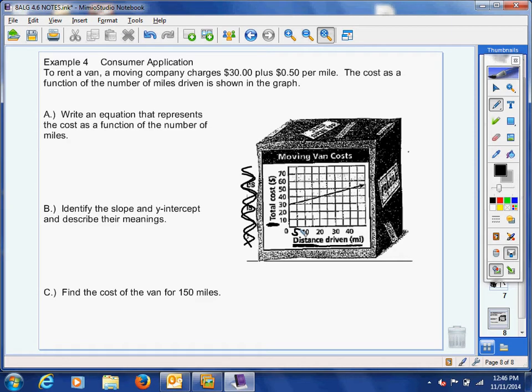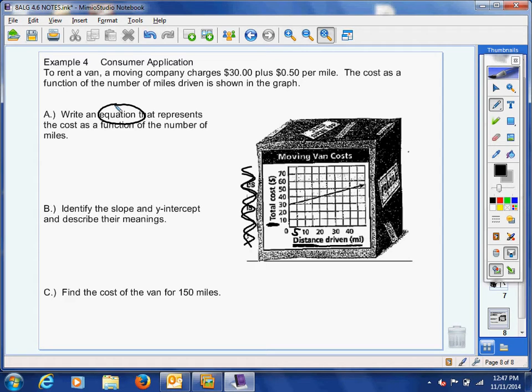Now, our first objective, letter A, we're supposed to write an equation that represents the cost as a function of the number of miles. Now, there's a couple of things. I want to deconstruct how they've written this. We know what our objective is. We know that we're going to write an equation, okay? I'm really surprised that they didn't say in slope-intercept form. Usually they're real detailed about stuff like that. But I think the information given lends itself to slope-intercept form. So I'm going to get to that in just a few minutes.